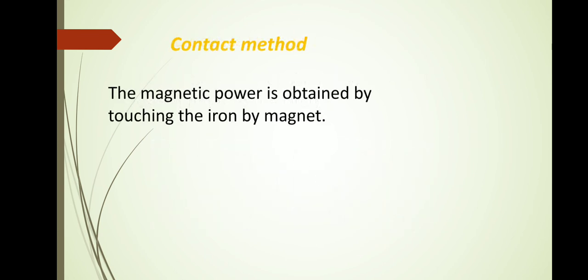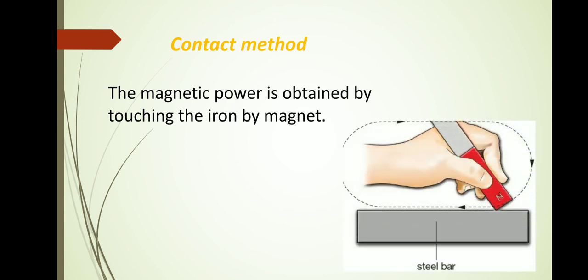Now let's move to the contact method. That is, the steel bar is magnetized by touching method. The magnet is rubbed around the steel bar in a circular manner so that the steel bar will be magnetized.